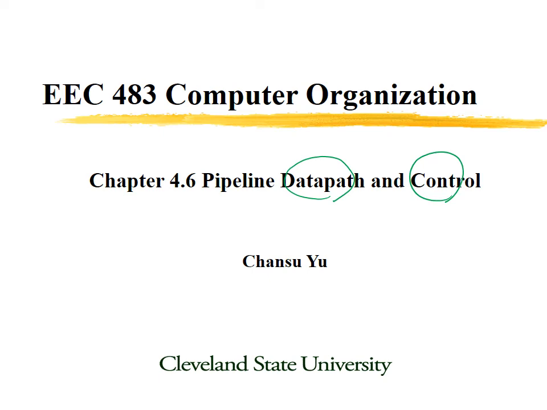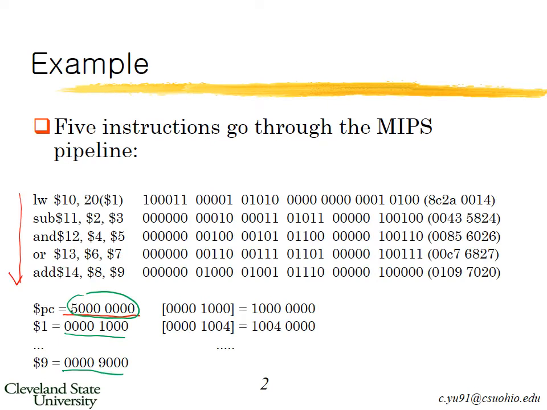Hello everyone. Today we are going to talk about pipeline, data paths, and control. We are going to use the 5 instruction sequence as an example. We assume that the program counter is 5,000, 1,000, and register 1 is 1,000, and so on.